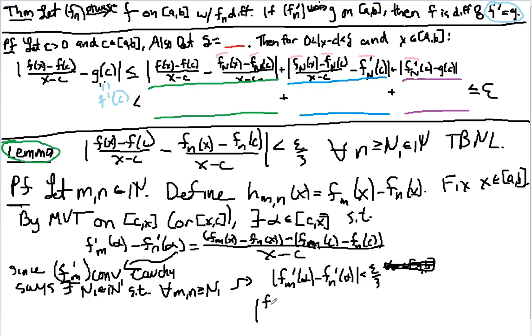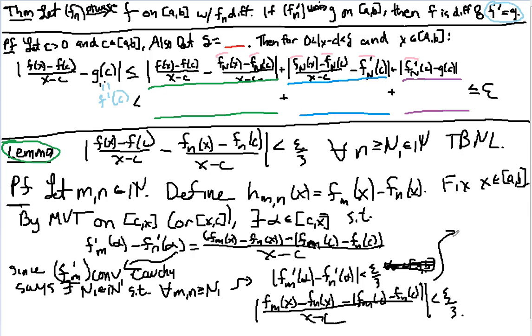So I get f of x. So now it's not any old m and n, it's m and n bigger than or equal to this n1. fm of x minus fn of x minus fm of c minus fn of c, all over x minus c, is less than epsilon over 3. So this almost looks like what I want for the green thing. The problem is that I don't want the m's in there, right? I have two subscripts and I only want one. And I have a typo here. I have a couple typos here actually. No, I don't. Just kidding.